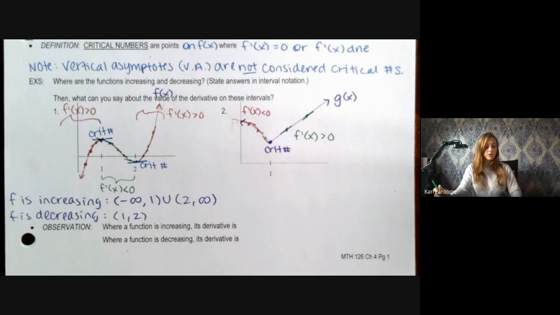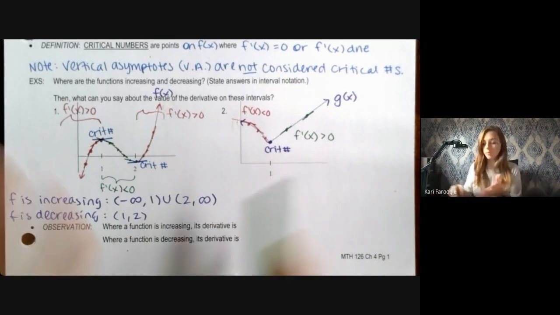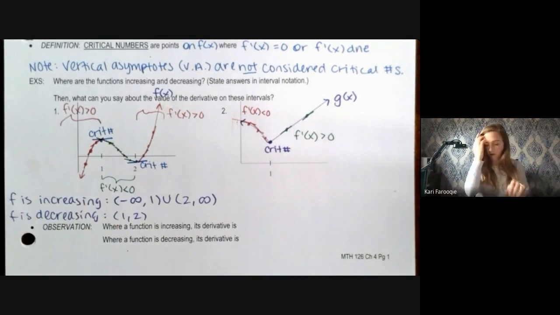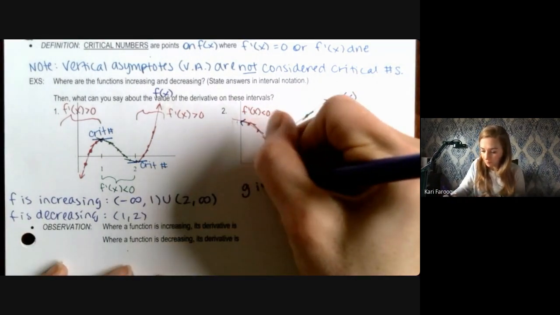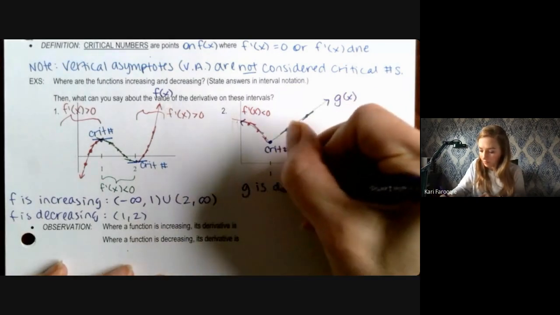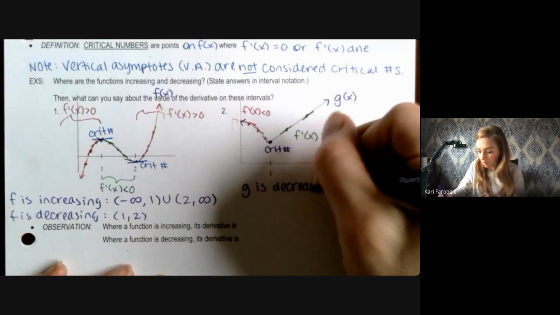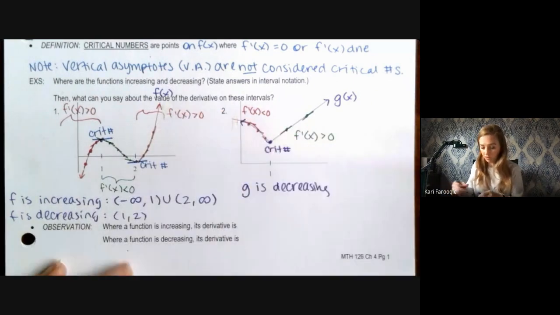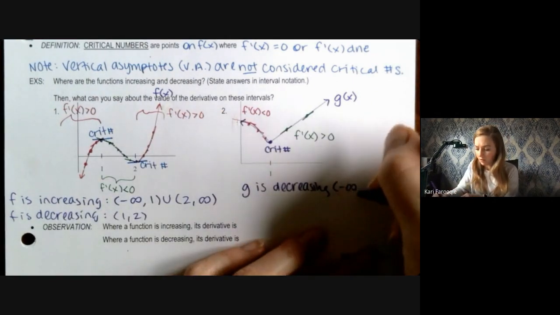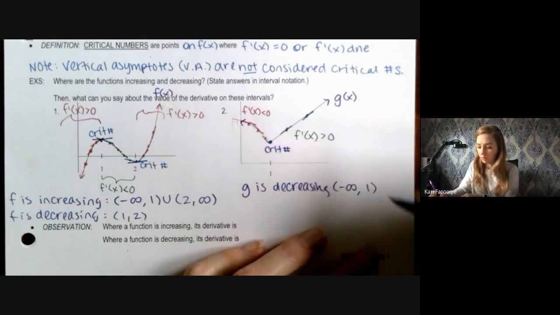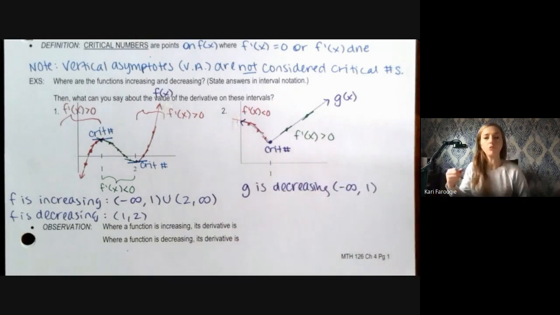So again, we can make a little, not a table, but we can summarize this information below just by saying that g is decreasing, and we're going to assume it just continues this behavior where it goes up and to the left. So we'll say it's decreasing from negative infinity all the way up to 1. And remember, we're not going to include 1 because at 1, it's not decreasing or increasing. It's neither. It's constant.